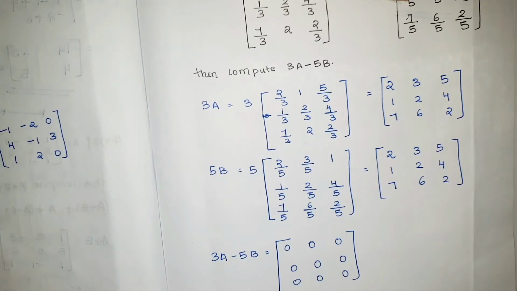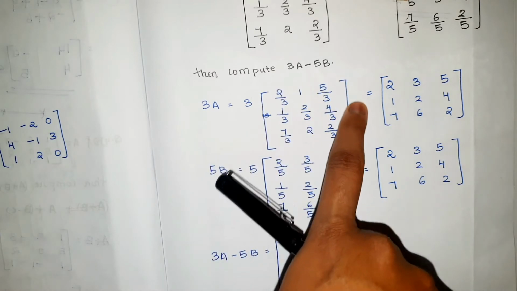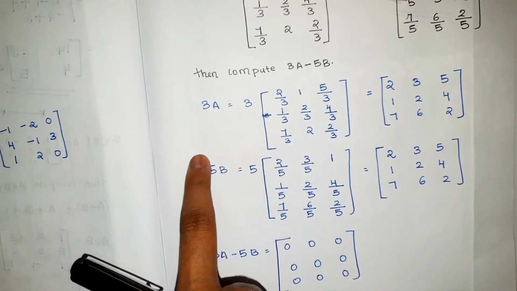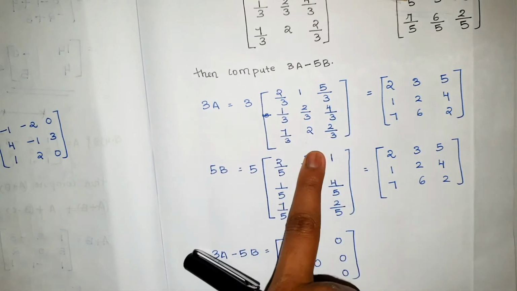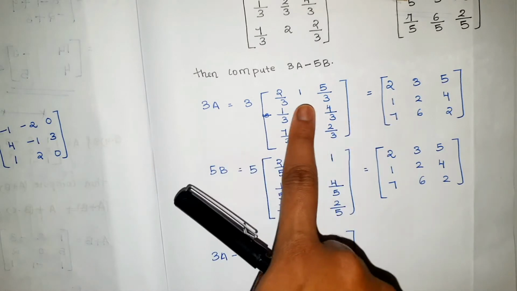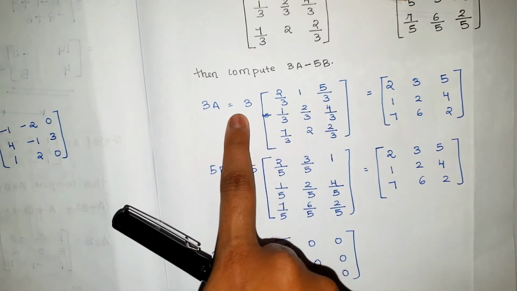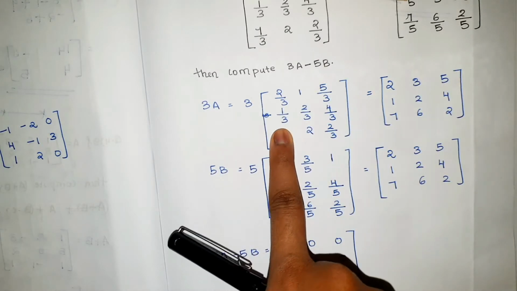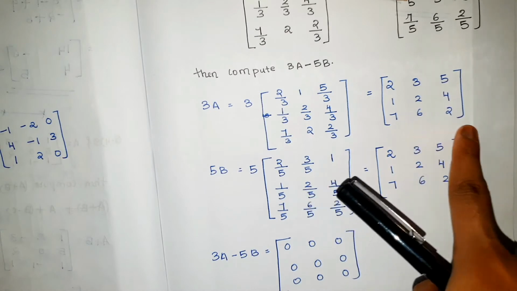Okay. So first we have to multiply this 3 with each and every element in this matrix A. So 3 into 2 by 3, 1, 5 by 3 are in the A matrix. So I can cut this 3 and 3, so my answer is 2. Here 1 into 3, that is 3. 5 by 3 into 3 is 5. 1 by 3 into 3 is 1, 2, 4, 7, 6, 2.